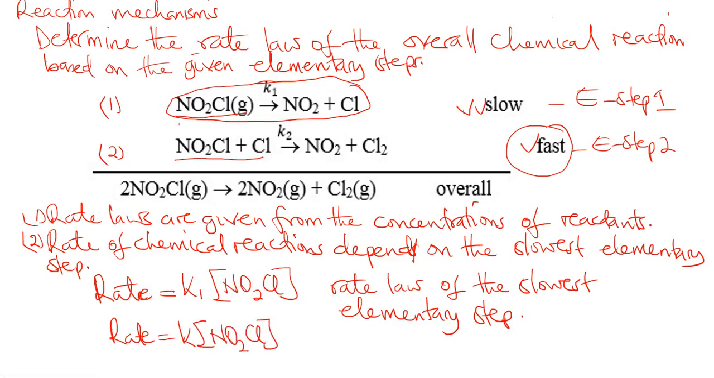Why are we saying that? Because we know rate law is given from the concentration of reactants. So this one is the reactant here, NO2Cl is the reactant. The second statement says rate of chemical reactions depend on the slowest elementary step. So step 1 is the slowest elementary step.